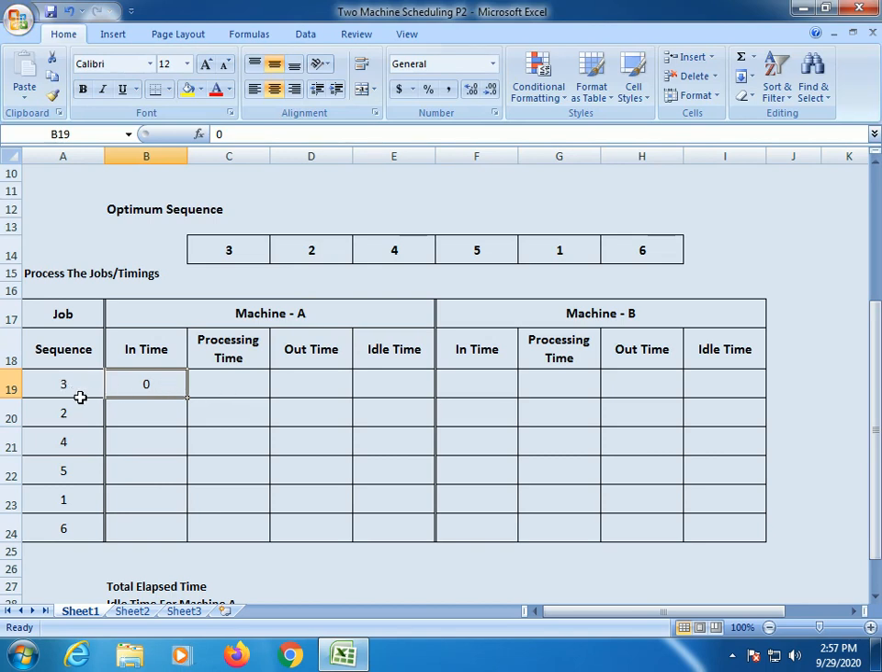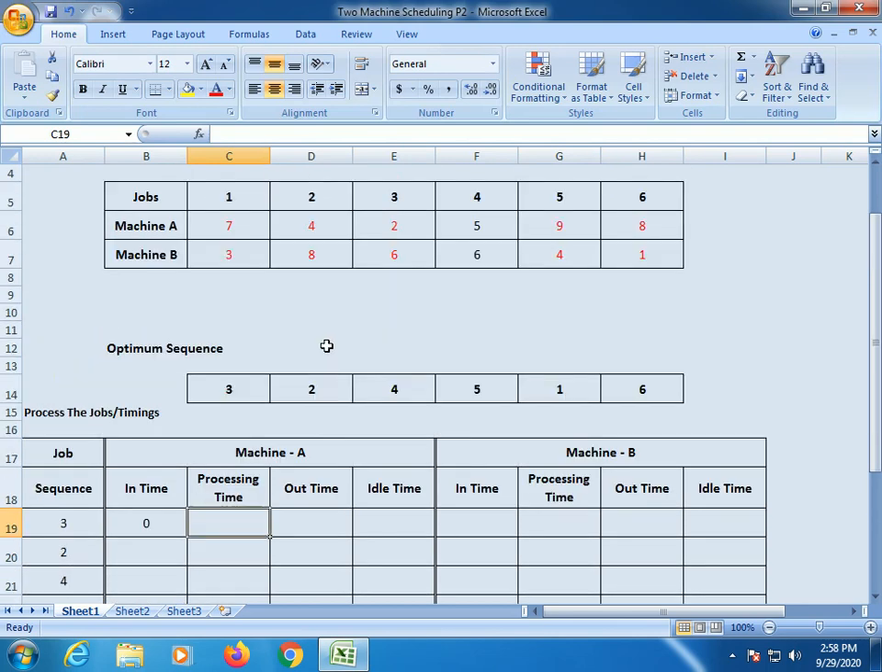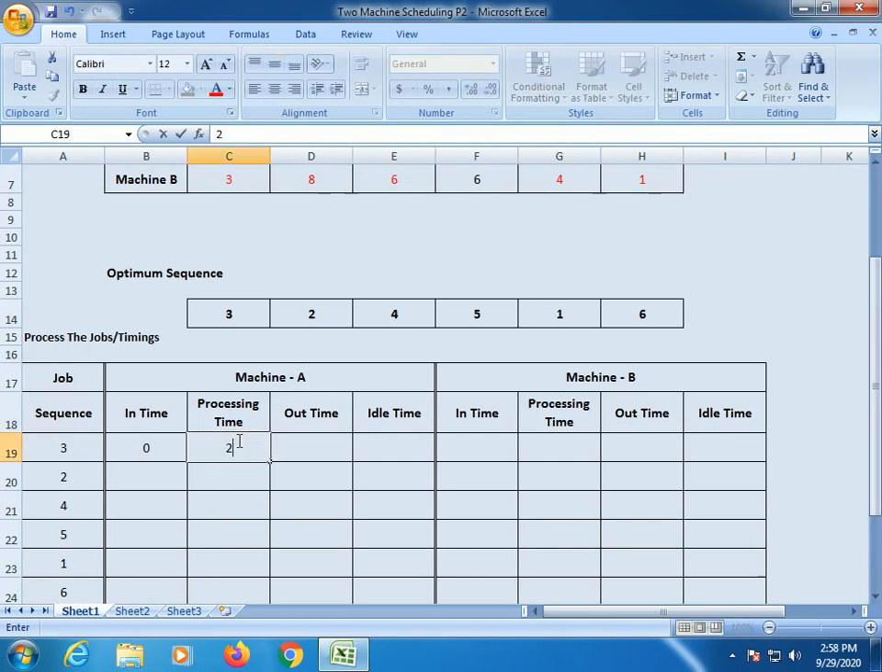We are starting the process on machine A, that's why I am taking the 0 here. And what is the processing time? For performing the third job on machine A, how much time it will take, that time we have to take. In the problem we already have job 3 on machine A processing time, that is 2 hours. So here the 2 hours we have to take.